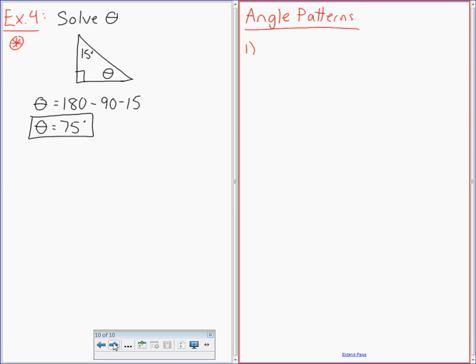Number one is a line. Okay, let's say I have a line like that, and I call one angle theta. What is the angle on the left going to be? What does this line always end up to? So, no, it's not 90. Sorry? 180, perfect, okay?